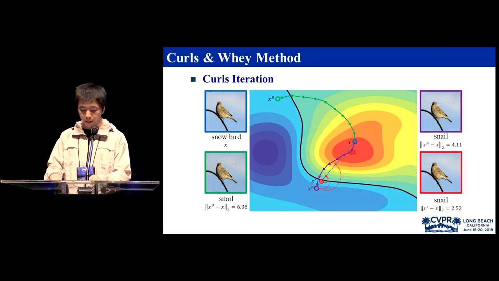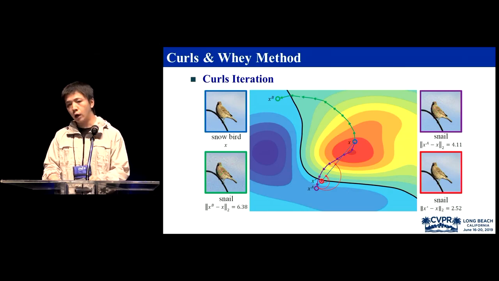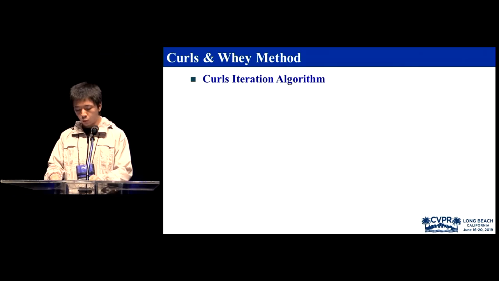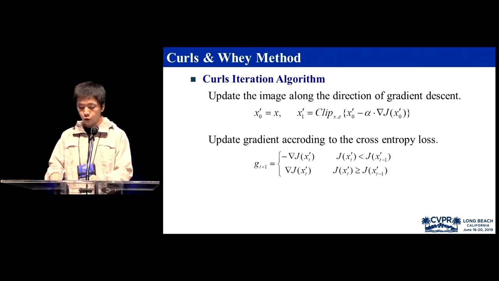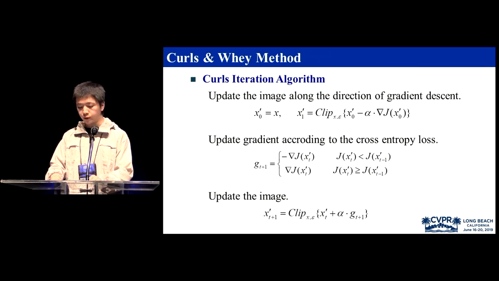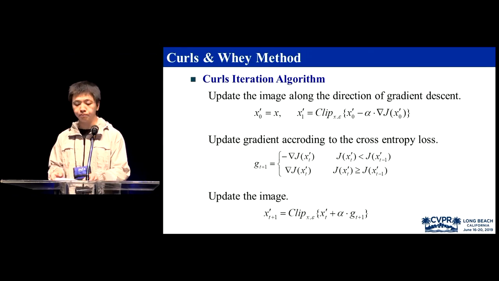So as for our curse iteration method, we first update the original image for one step along the direction of gradient descent. When the loss on the target model is still declining, continue to update along the direction of gradient descent, and vice versa. We abandon the monotonic search strategy based on gradient ascent to increase the diversity of iterative trajectories.